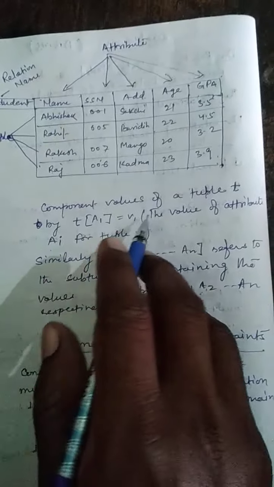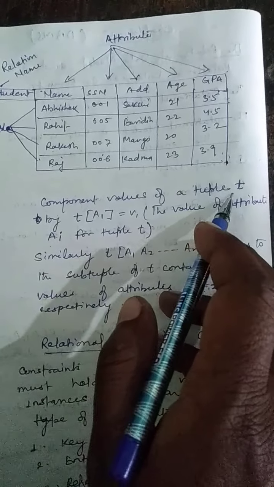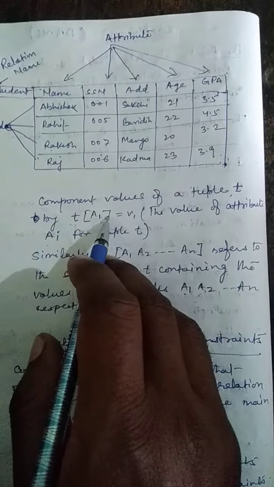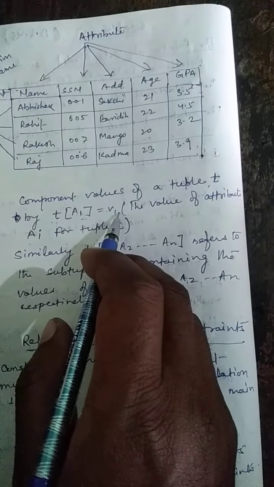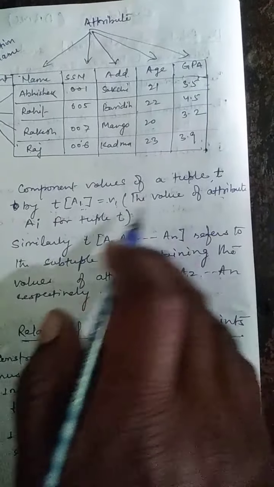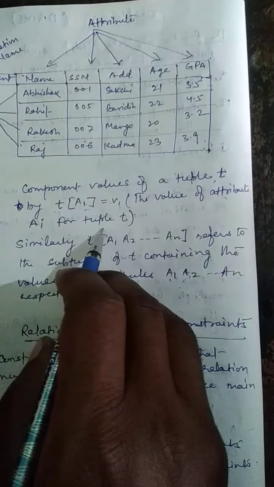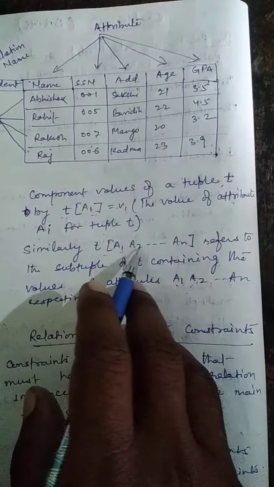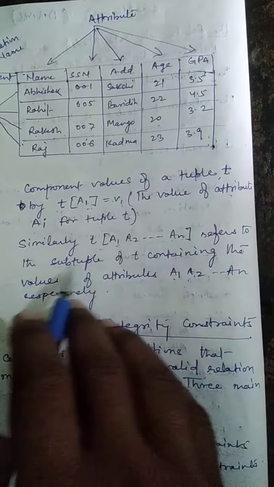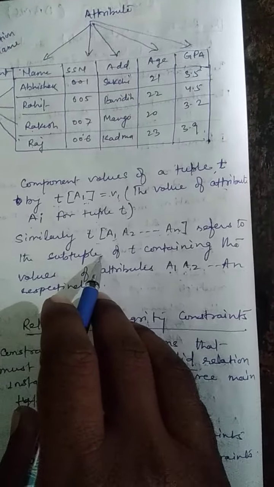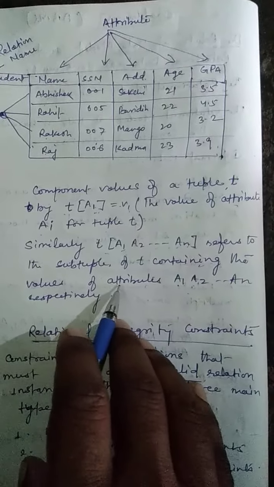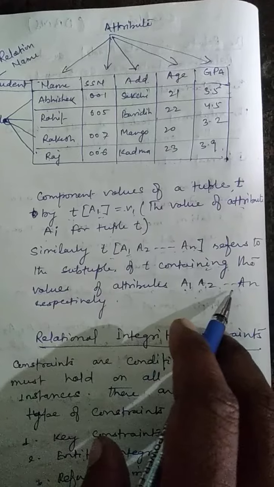The component value of a tuple t, t[Ai], equals vi, the value of attribute Ai for the tuple t. Similarly, t[A1, A2, ..., An] refers to the sub-tuple of t containing the values of attributes A1, A2, ..., An respectively.